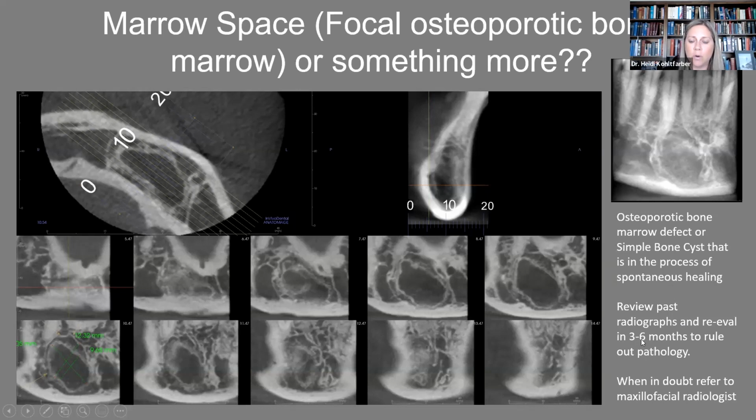What you're looking for is a growth potential. If this has changed in size, it lets us know there's something more going on and that patient might need a biopsy. If it has not changed at all, or if more bone has filled in, then we know, all right, we probably do have maybe just an osteoporotic bone marrow defect, or it could be something that's in the process of healing, and we're just going to monitor that and watch that progress happening. But again, when in doubt, you can always send it out.